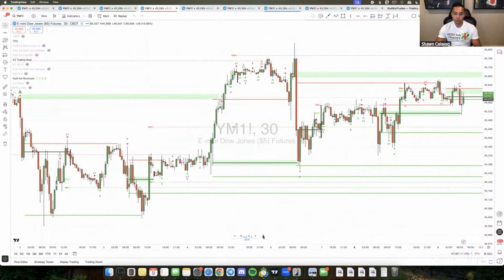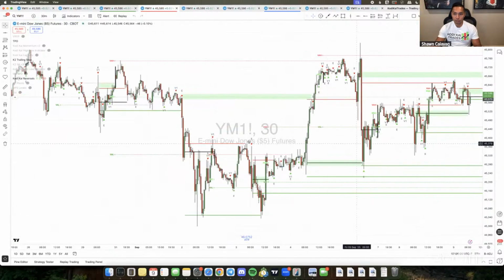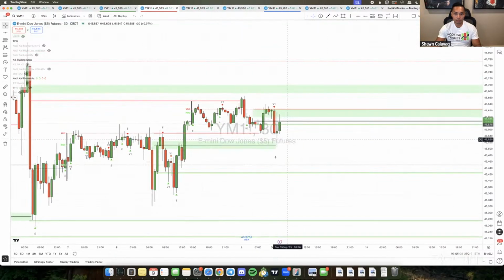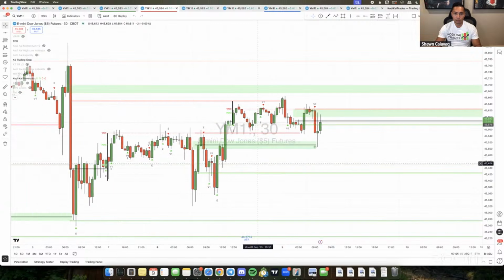So we got market structure over here. I'm looking at the market profile. We haven't really looked at this in a while, guys, but the market profile here is still very valid and very useful. This is the value high. This is the value low. Price is kind of just ranging between the market profile right now.